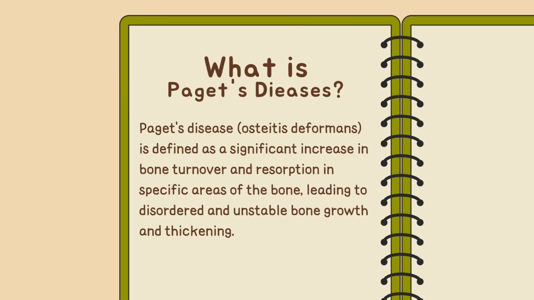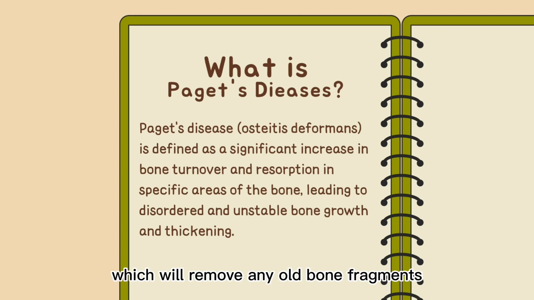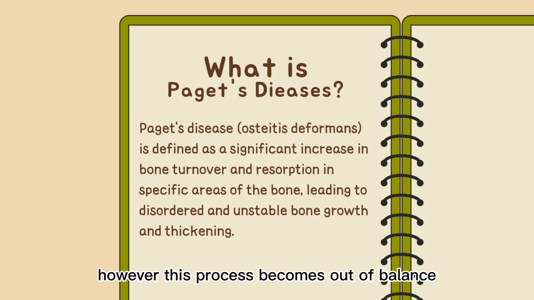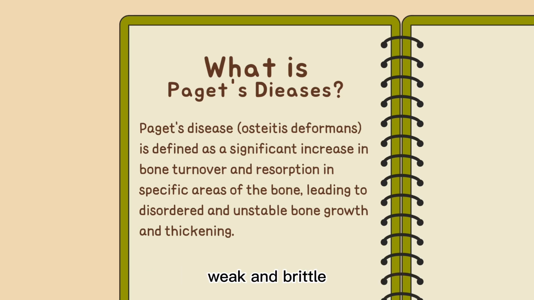What is Paget's disease? Paget's disease, also known as osteitis deformans, is defined as a significant increase in bone turnover and resorption in some specific areas of bone, which leads to disorderly and unstable bone growth and thickening. As we know, in healthy bone there is a process known as remodeling, which removes old bone fragments and replaces them with new ones. However, this process becomes out of balance due to Paget's disease, producing new bone that is misshapen, weak, and brittle.